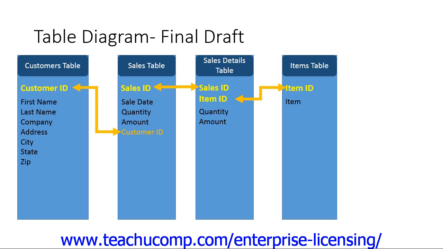This is the final data diagram based on the information that was needed to record the sales. Obviously, there's more information that could be recorded, but this example is only supposed to illustrate some of the decisions that should go into table design before you begin to create your tables in Access.